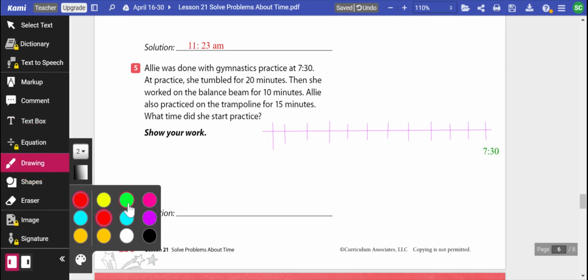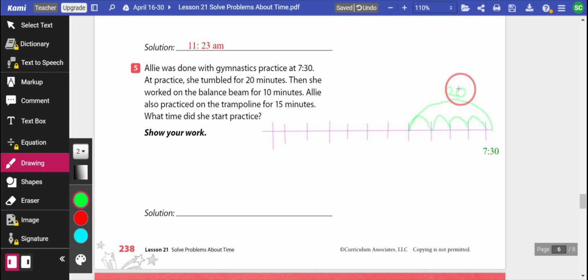So let's take away 20 minutes. The 20 minutes she was tumbling. So 7:30, 7:25, 7:20, 7:15, and 7:10. Okay, so that takes us back to 7:10. Now that takes care of that 20 minutes.